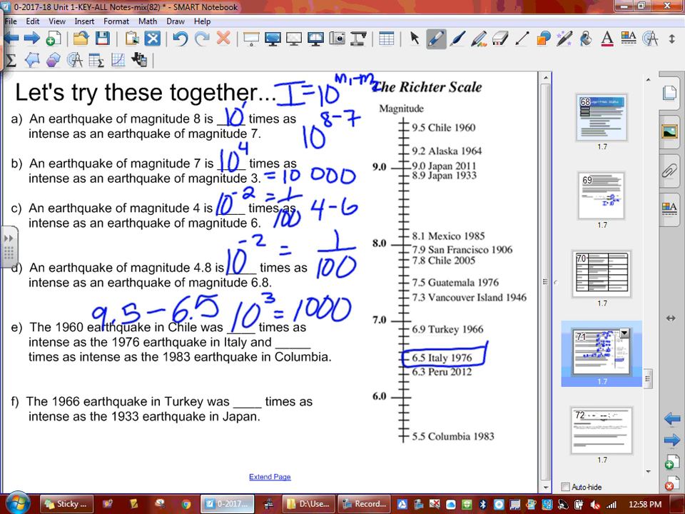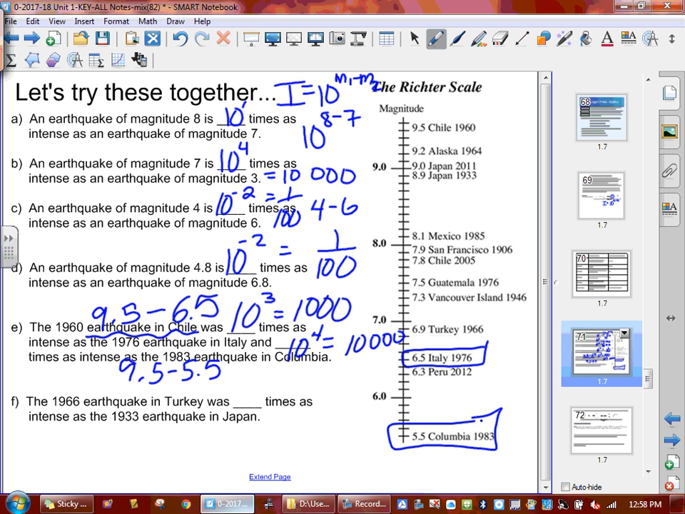Now we're starting again, comparing the Chilean one, the 9.5, to the 83 in Colombia. So let's find the 83 in Colombia. That's at the very bottom here. That one's a 5.5. So we're going to have a 9.5 minus a 5.5. What's that going to give you? 10 to the 4th. Good. Which is 10,000 times stronger.